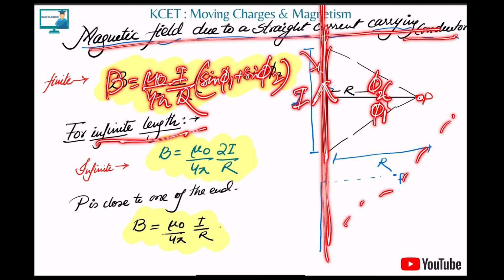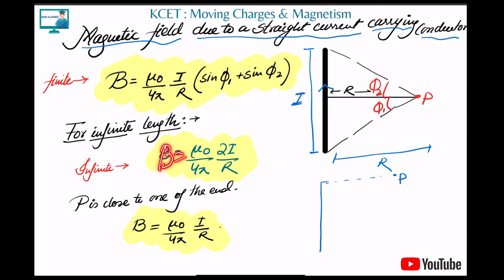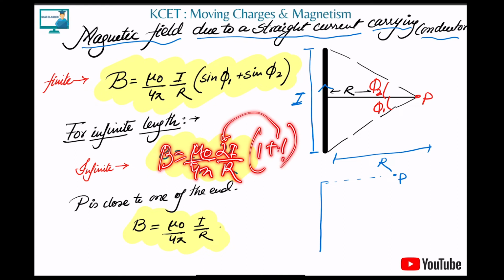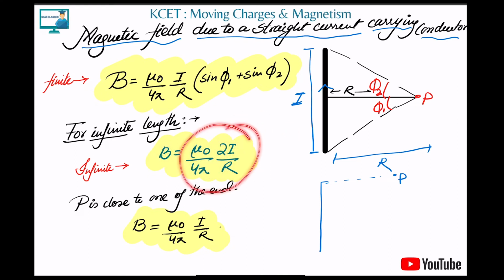This will almost be 90 degrees here, 90 here, pi by 2 here, and pi by 2 here. Correct? So in that case, what will happen? B is equal to mu naught by 4 pi into 2I by r. Why? Because sin 90 plus sin 90 is what? 1 plus 1, so that this 2 came here. Okay, so this is the formula, mu naught by 4 pi into 2I by r.